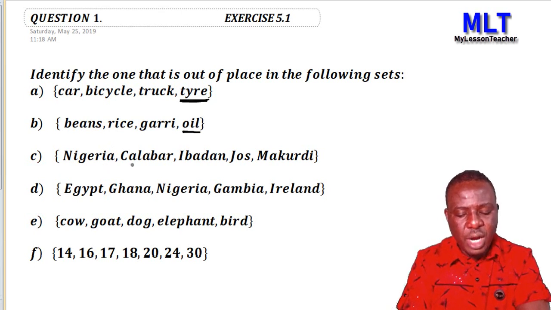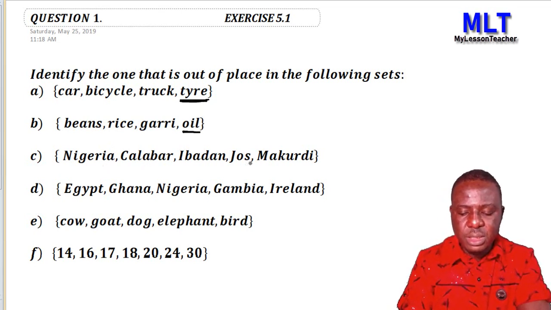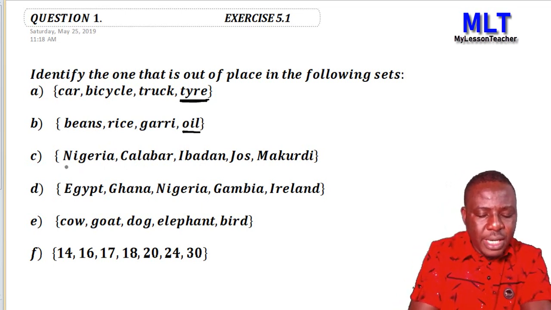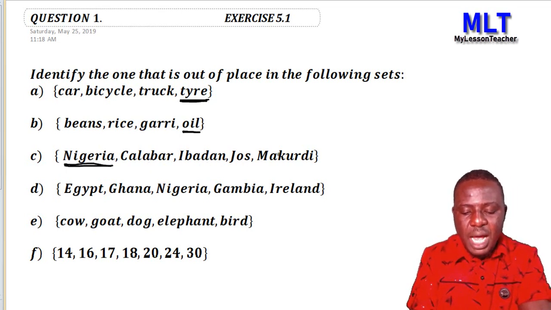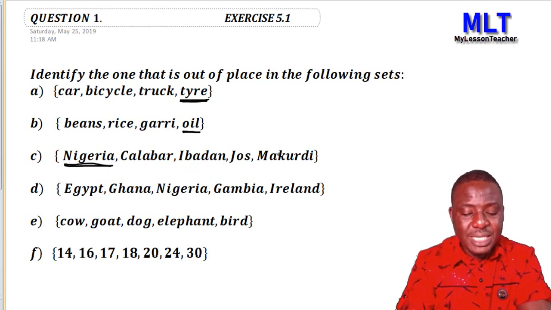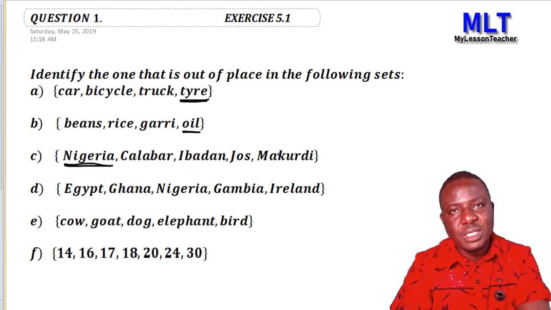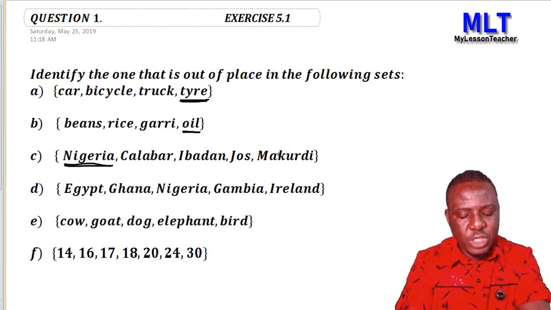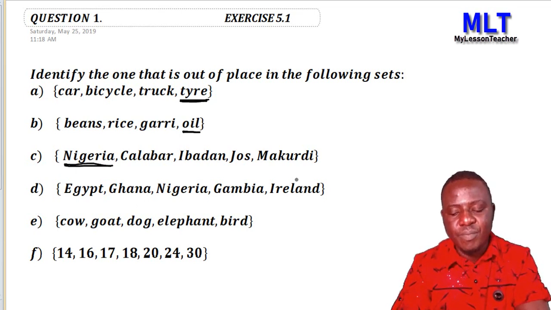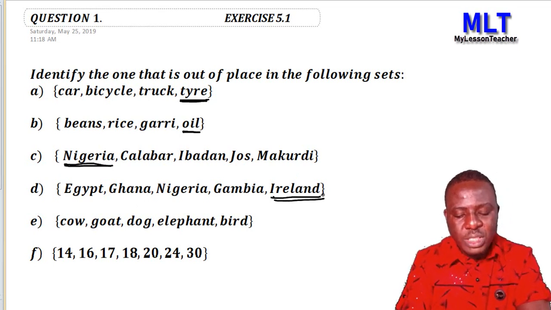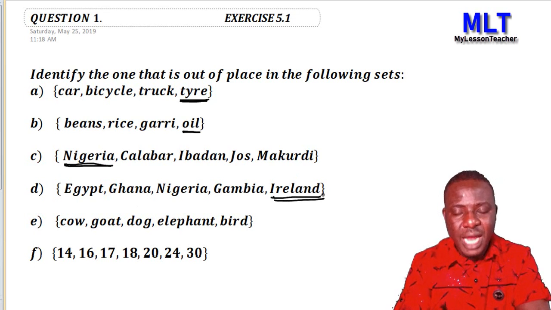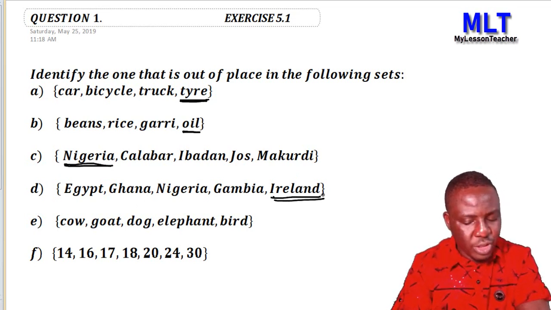We have Nigeria, Calabar, Ibadan, Jos, and Makurdi. Now, Nigeria is said to be odd in the sense that all others are said to be capitals of states in Nigeria, while Nigeria is said to be a country. So Nigeria does not fall under this set. We have Egypt, Ghana, Nigeria, Gambia, and Ireland. Ireland is said to be odd, reason being that all these are said to be countries in Africa, while Ireland is not a country in Africa.